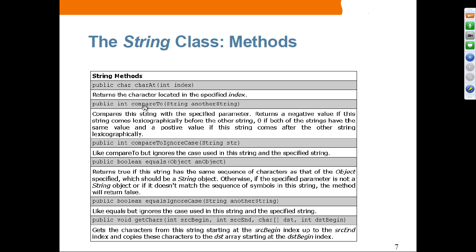And we haven't used compareTo. It basically compares the string with a specified parameter, meaning another string, and returns a negative value if the string comes lexicographically before it. You know, all these characters are numbers, right? They have a corresponding hexadecimal number, and it will compare the hexadecimal numbers of the strings. And compareToIgnoreCase, this is something that we have seen before, and equalsIgnoreCase, and getChars from beginning and end.